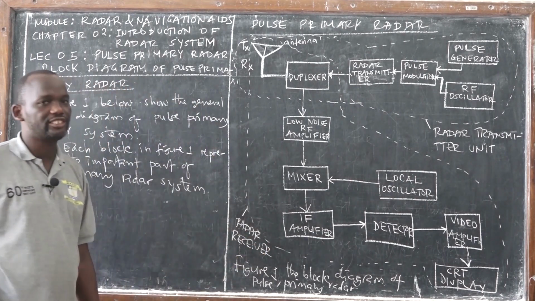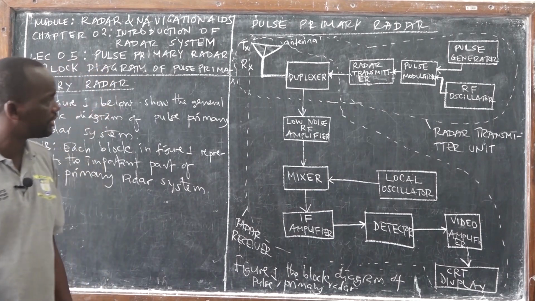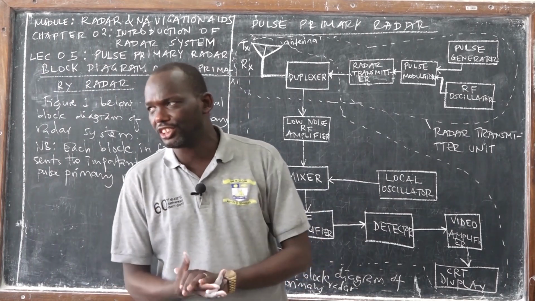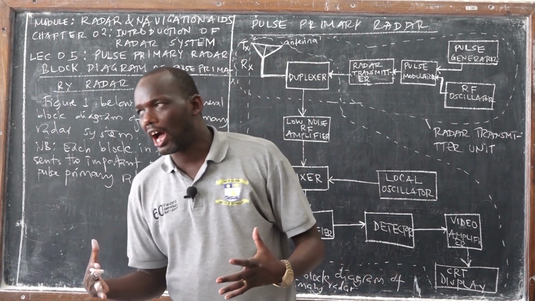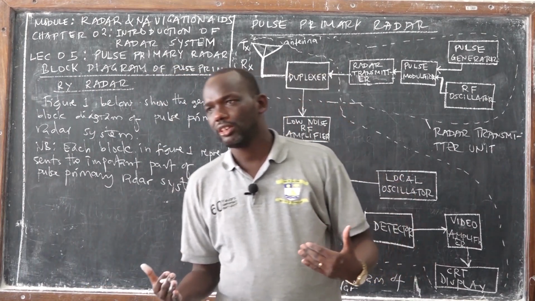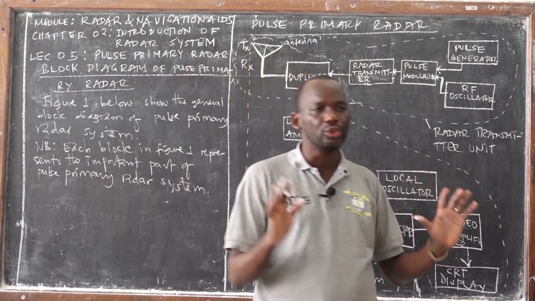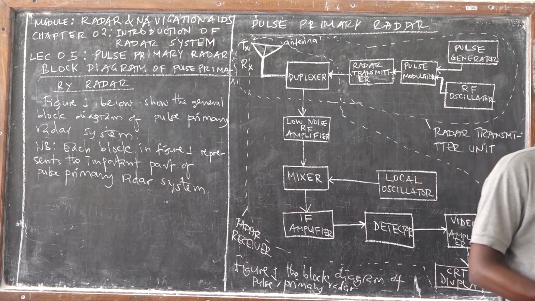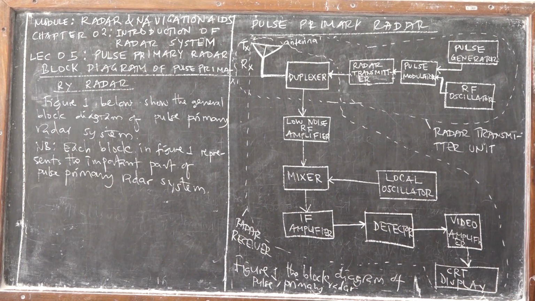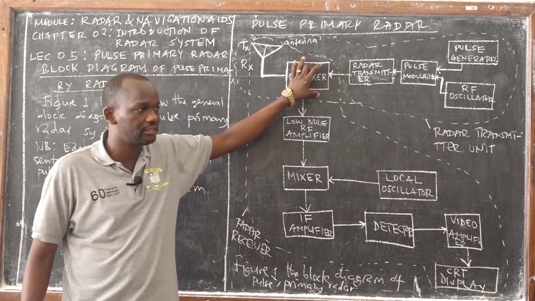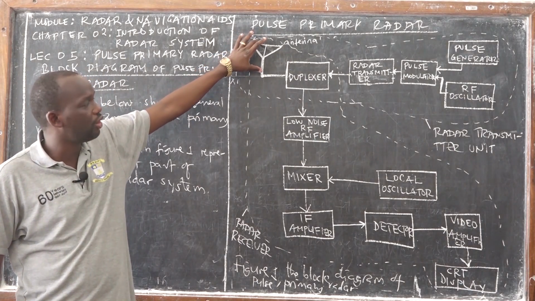I taught you in lecture two that in a radar system, the radar is actually equipped with a transmitting antenna and a receiving antenna. So just one antenna will be used for transmitting electromagnetic waves, and the same antenna will be used to receive the echo from the target. Are we together? That's why you find this duplexer is a shared part, and this antenna is also a shared part.